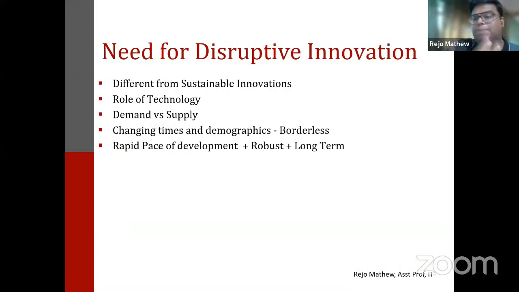So the demand and supply. If you see, suddenly during this pandemic, all the classes went online. The entire education system became online. Since there was a demand, there was a supply for all the online platforms. So we know about Microsoft Teams, we know WebEx, we know about the Zoom platform, and so many platforms that came up just because of the demand. So demand versus supply is exactly what drives the disruptive innovations.